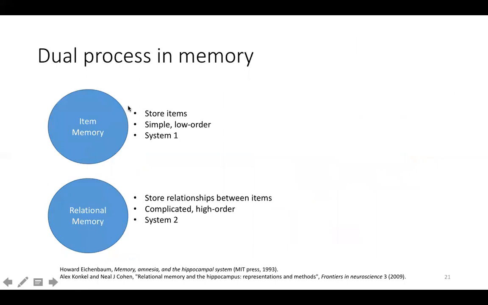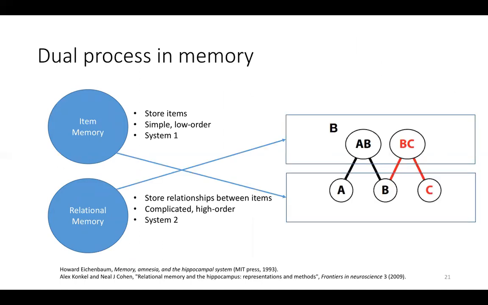Then there are similarities, as I mentioned, between memory and reasoning. So in memory, there is also a dual process, where item memory represents the simple, low-order system one, so it stores items, and relational memory stores relationships between the items. So it's very complicated, it's high order, and it represents system two. You can see that the item memory is the first layer. It stores different items A, B, C, and the relational memory is the second layer. It stores the relationship between the items.